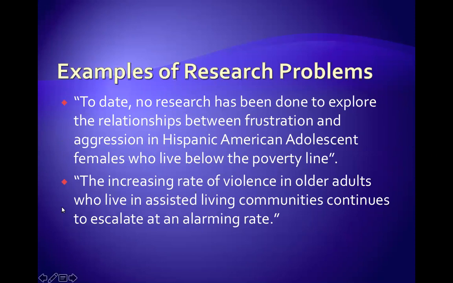But then the societal issue is an increasing rate of violence in older adults who live in assisted living communities continues to escalate at an alarming rate. So this one is the unknown, like we don't know what the relationships are between these variables. And this other example of a research problem is basically saying that there's a lot of violence going on in assisted living communities between older adults. Of course, these two examples aren't related to each other, but it just shows an example.